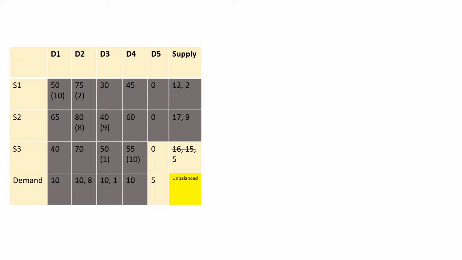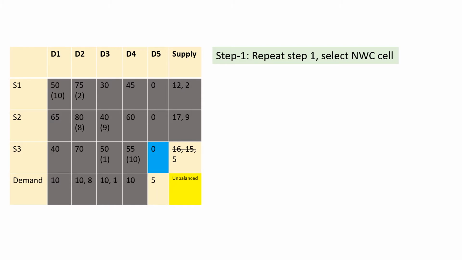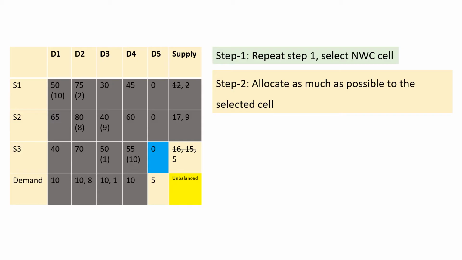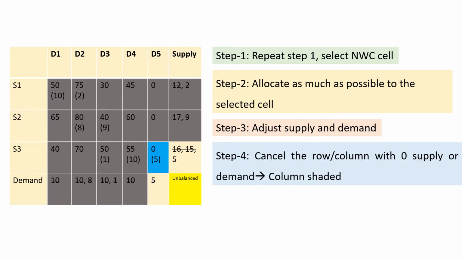So the remaining process is to repeat the steps once again. So finding out the northwest corner. There is only one corner, that is this cell. So we have to allocate as much as possible. Then there are 5 and 5, so we have to allocate 5, and we have to cancel the row S3 and the D5 column because the supply and the demand become 0 here.